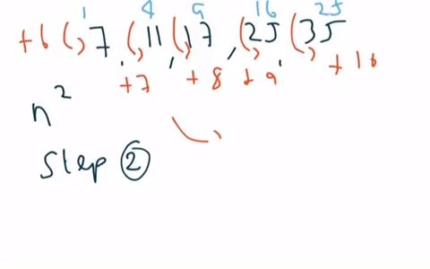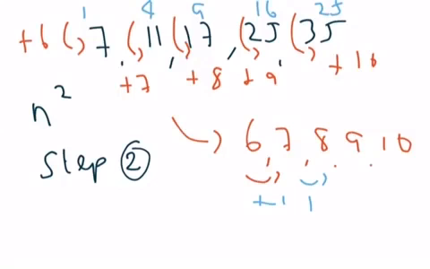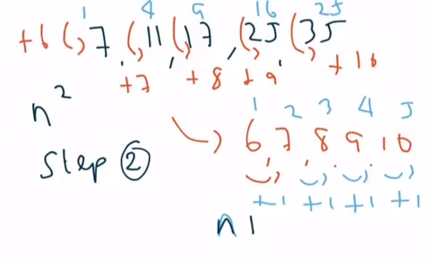So if I just extract this here, we've got 6, 7, 8, 9, and 10. Common difference is 1, 1 again, 1 and 1. So we know this is a linear sequence. That's the first term, second term, third term, fourth term, fifth term. So what's the nth term of this sequence going to be? Well, it's obviously going to be n plus 5, because 1 plus 5 is 6, 2 plus 5 is 7, 3 plus 5 is 8, and so on.